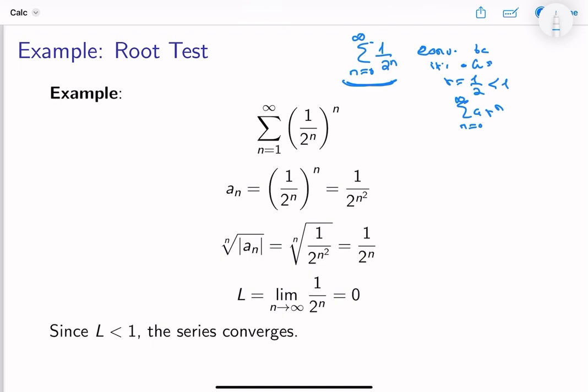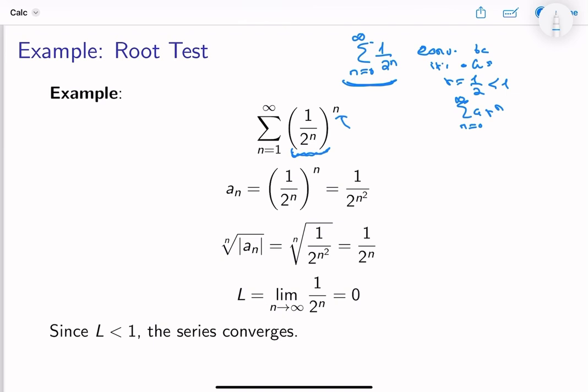Now the question is, what happens if we raise the summand to the power n? If we take this and raise it to the power n, there's something suggesting itself. We have a power n, right? So it's suggesting itself that we'd better use the root test to get rid of that ugly power n, right?